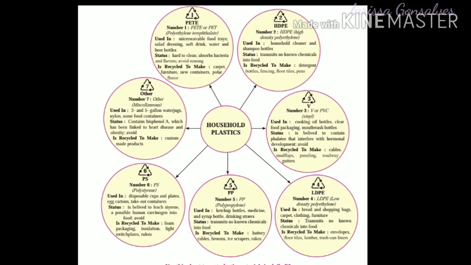Next is any other miscellaneous plastic. It is used in 3 to 5 gallon water jugs, nylon, some food containers, etc. It contains bisphenol A, which has been linked to heart disease and obesity. So again, we need to avoid the use of these plastics. If you recycle it, it can form custom-made products. So this was all about the household plastics that we use.